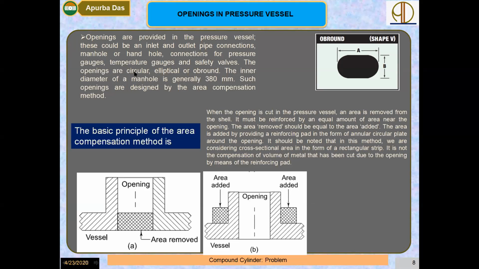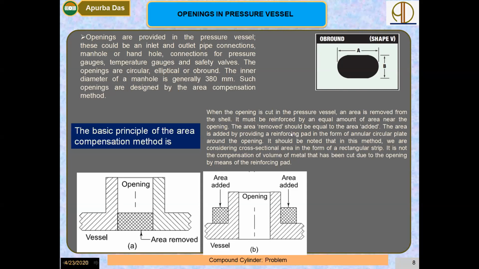So openings can be of different types: circular, elliptical, and ob-round. This is not a spelling mistake, this is ob-round. Okay, ob-round shape is like this. For your simplicity, I have drawn an ob-round shape. So it may be circular type, it may be elliptical type, or it may be ob-round type. You have seen this type of hole in the pressure vessel.